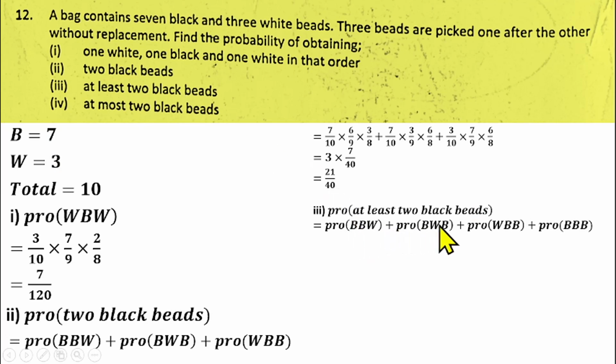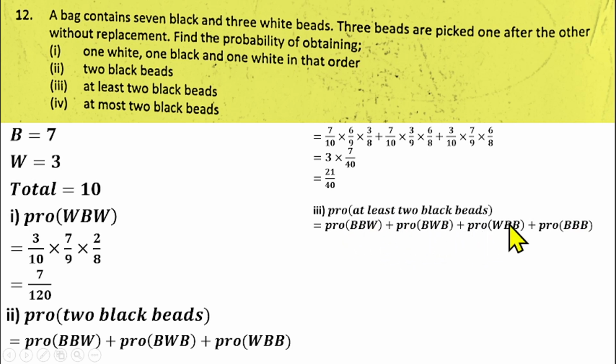So we have done the probability of 2 black bits before, which is what you're having here. But the minimum should be 2 black when you pick 3. So you could also pick 3 of them being black. So you're having the probability of BBB added to the probability of picking at least 2 blacks.